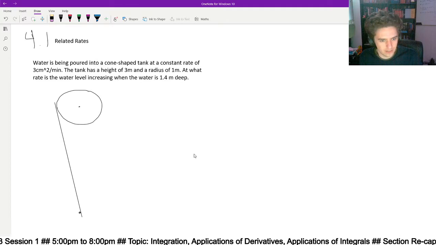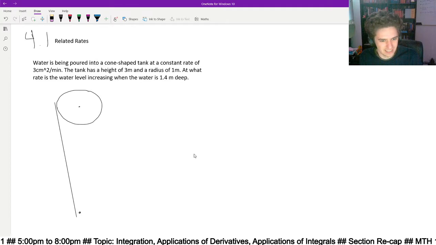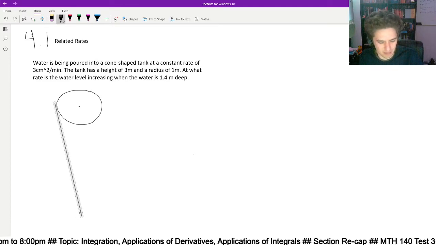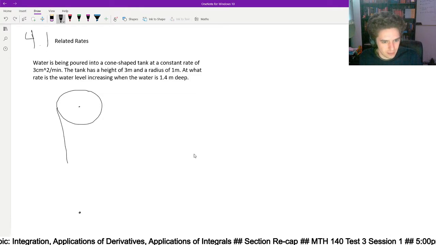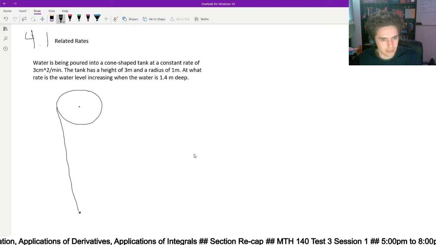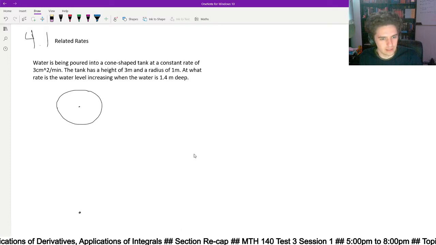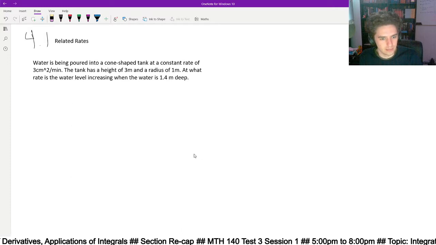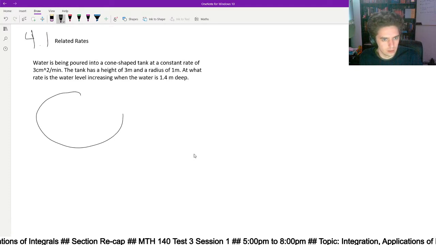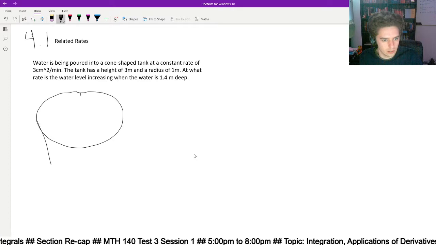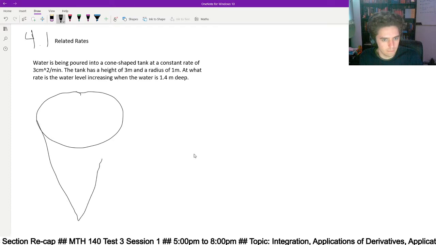Wow, OneNote is not very good at drawing lines. I'm gonna be honest, it's kind of a pain. It's better just to draw it by hand. But I'll try my best. So there's that. Actually, you know what? I'll make the cone much bigger and less short. So there's the cone, and yeah, that's better.